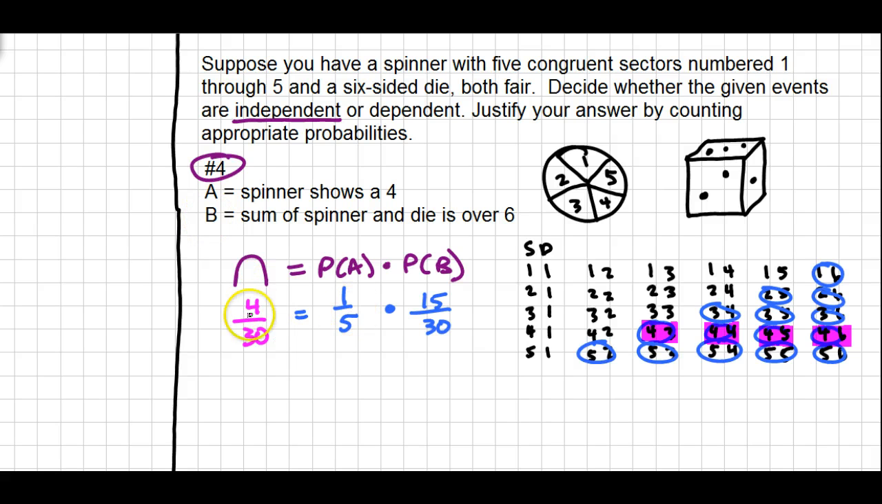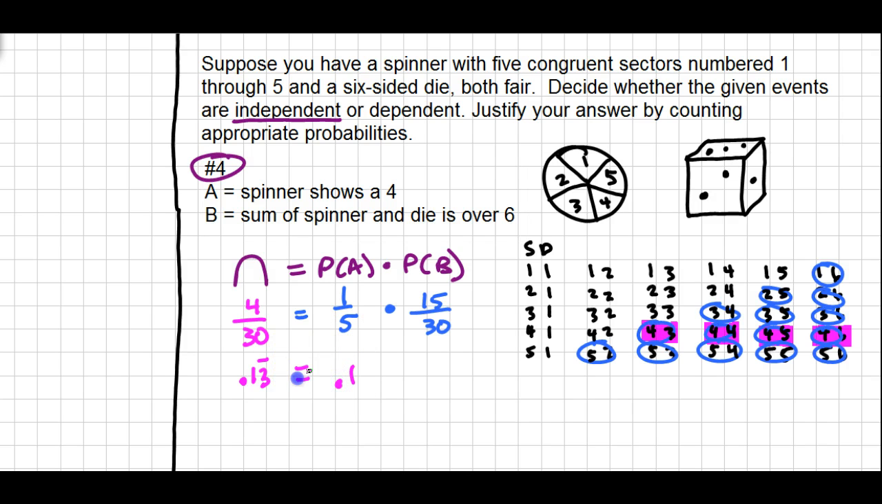So now I'm going to use my calculator and I'm going to divide 4 divided by 30. And when I do that, I get 0.13 repeating. Then I'm going to take 1 divided by 5, which is 0.2. I'm going to take 15 divided by 30, which is 0.5, and I'm going to multiply those together, and that's going to be a 0.1.